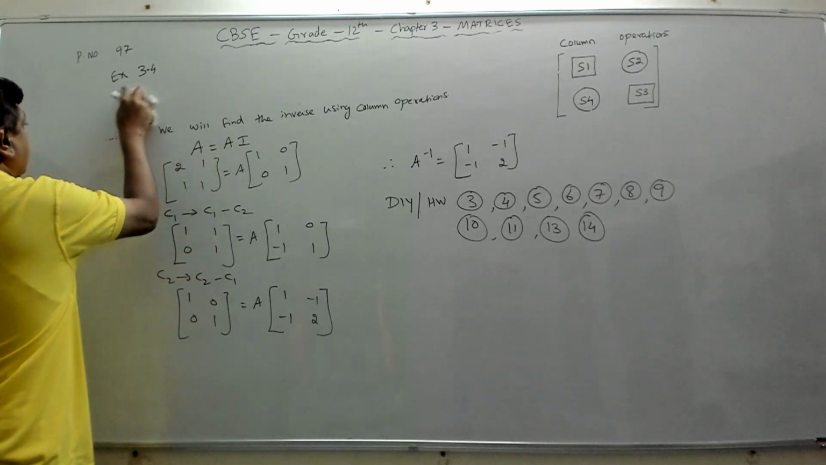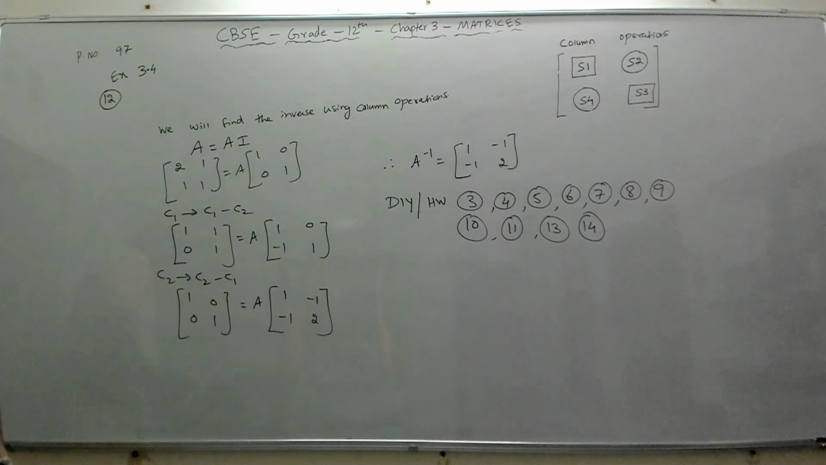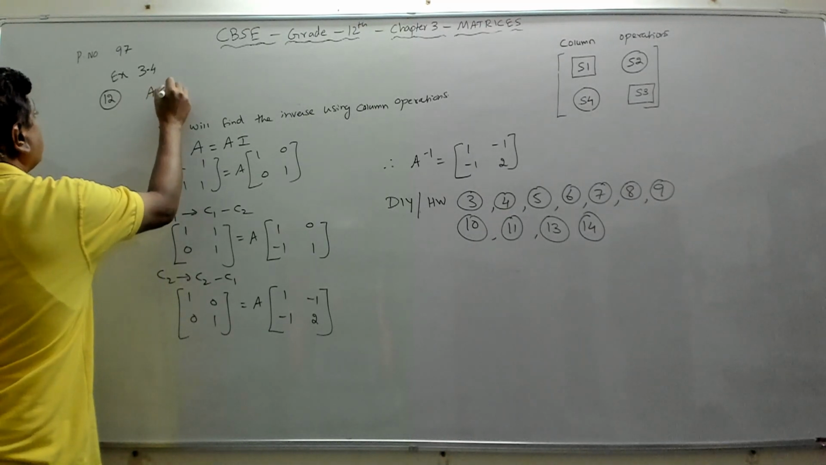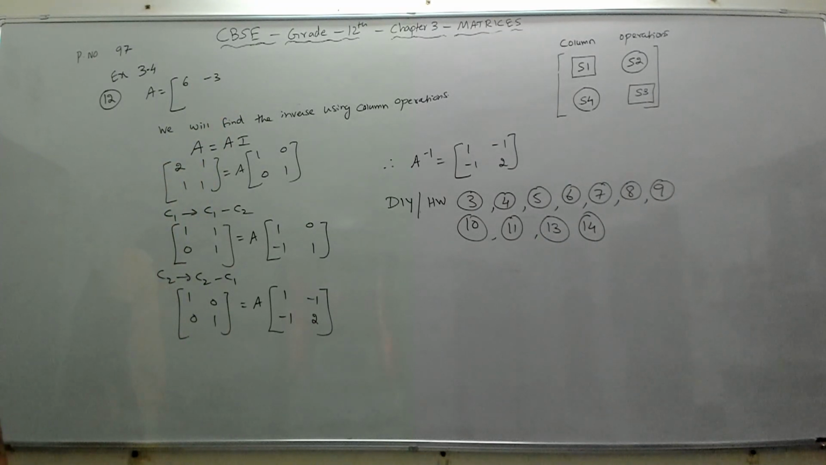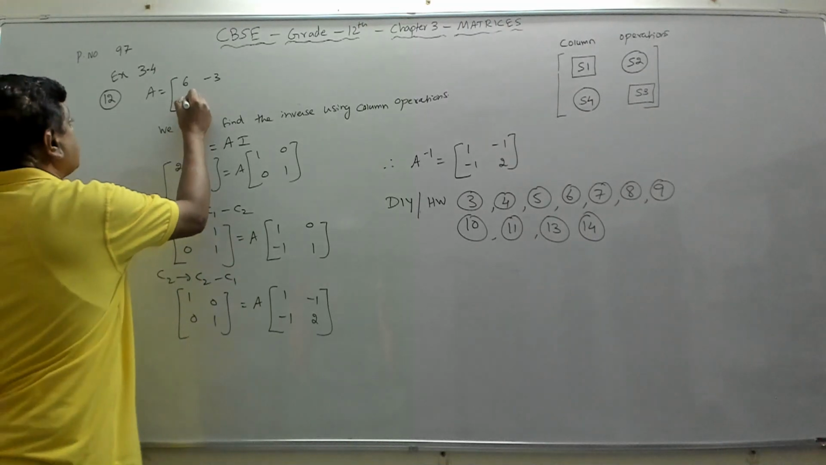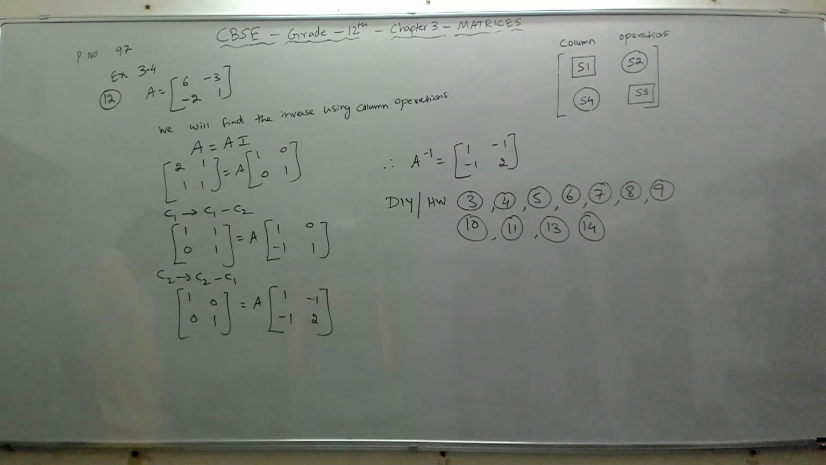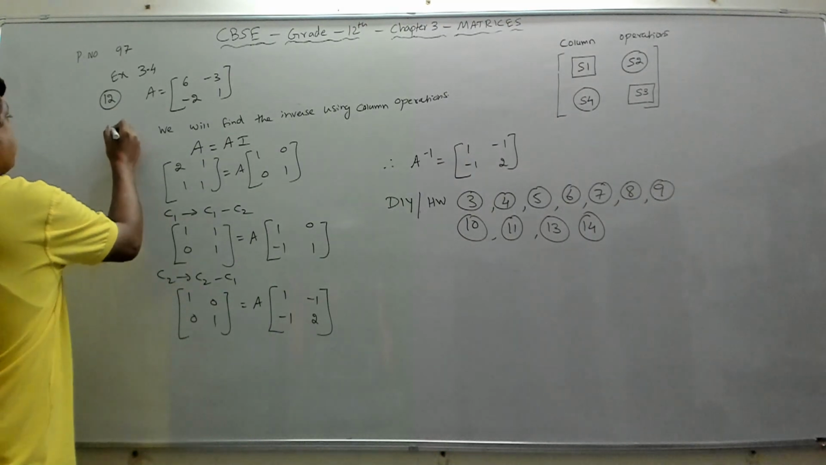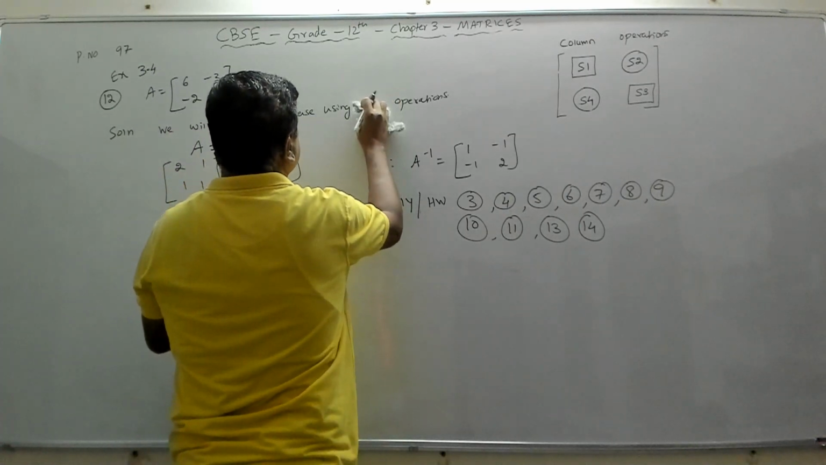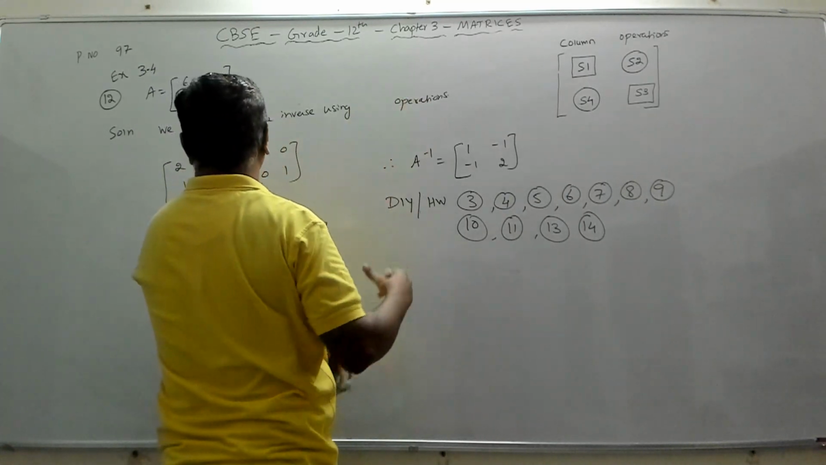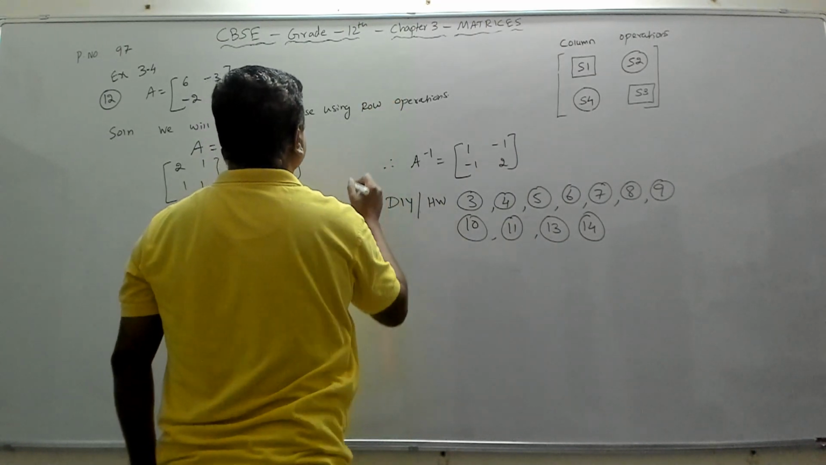So problem number 12. The question is A equal to 6 minus 3, minus 2 1. 6 minus 3 minus 2 1. So that is my 12th question. Now we will find the inverse using row operations. We can even use column operations, any one of them, it doesn't matter. So I'll use row operations.